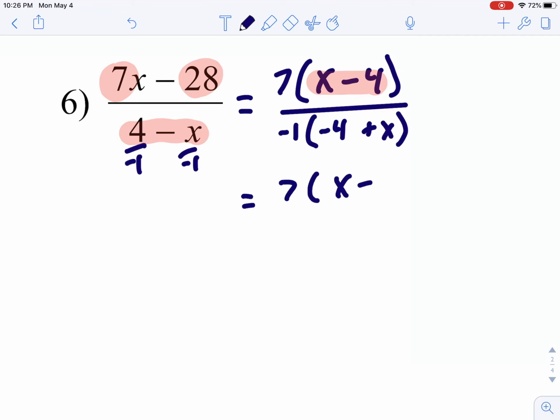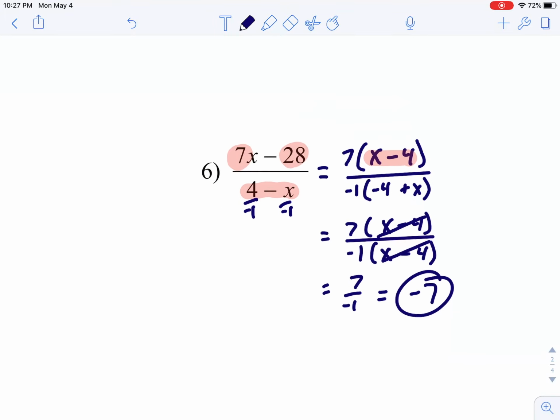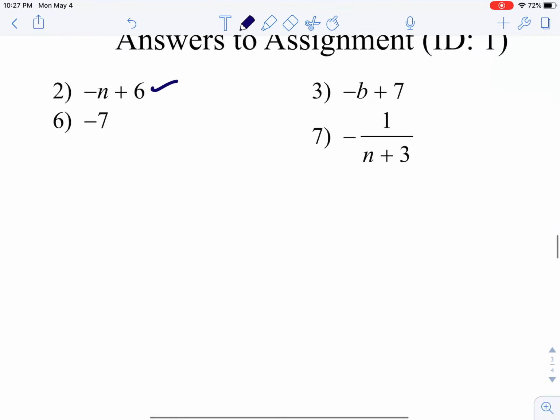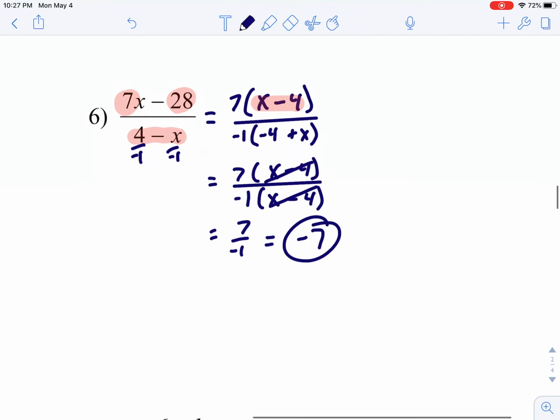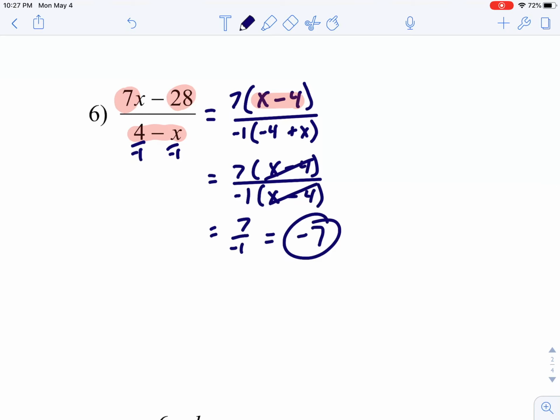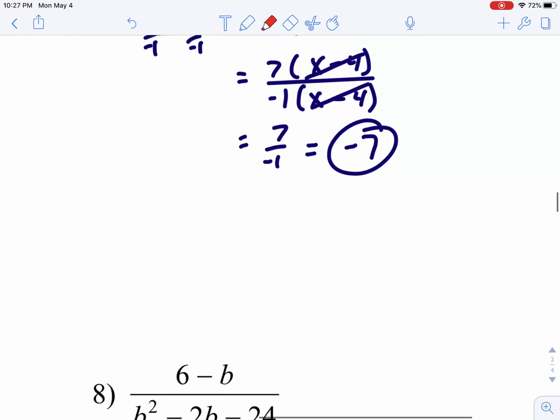Now the factor on the bottom can be inverted. Negative 4 plus x is the same as positive x minus 4, which makes those cancel. 7 divided by negative 1 is negative 7. Number 6, you should have negative 7, and there it is. So again, the basic steps that we learned last week, factor and cancel, those apply. It's just once you factor, you're going to notice this weird thing about two factors that don't really cancel, they kind of cancel, and you do the negative 1 factor trick to fix it.